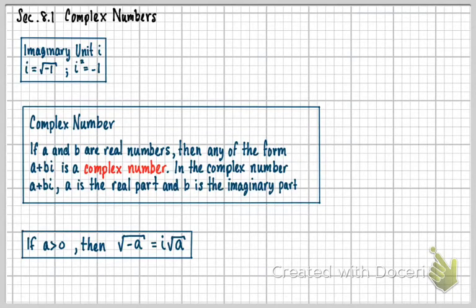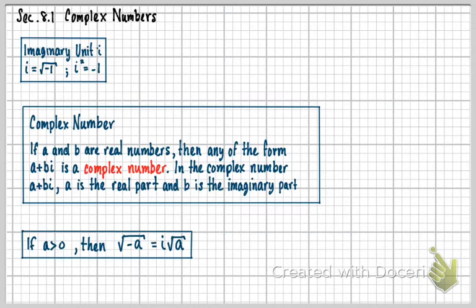Section 8.1, complex numbers. So we have this imaginary unit i. Now i is equal to the square root of -1, and i squared equals -1. So we're going to use these ideas all over this section. So another thing we're going to talk about is complex numbers.